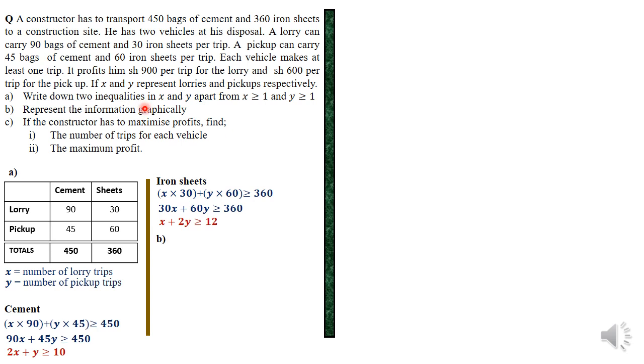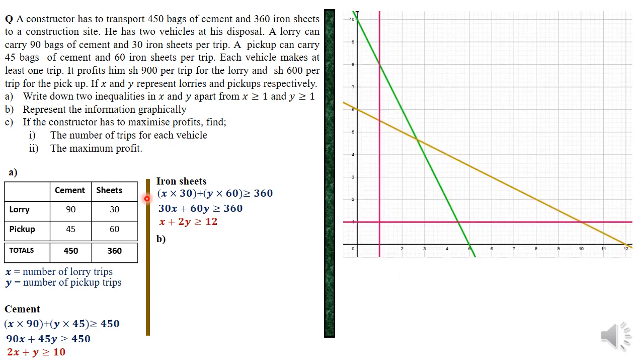We go to B. We are told to represent the information graphically. We'll need to draw lines for this, and please allow me not to go through the whole idea of how to draw the line for this inequality and the line for the other inequality. I hope you should be able to do that, so I bypassed that. Our business here is to get the wanted region. And so let's begin this way.